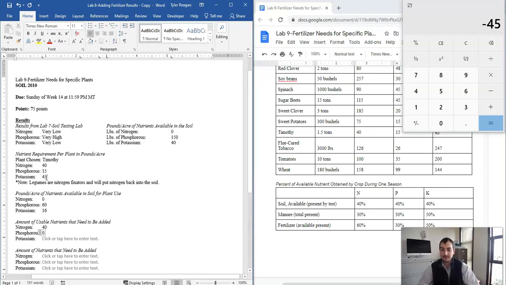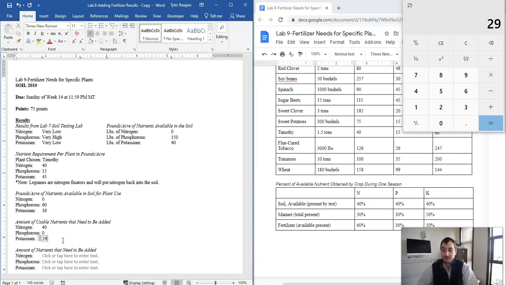Well, what about potassium? For potassium, the plant is going to use up 45 pounds. We have 16 pounds available for use. So we take that 45 minus the 16, and we come up with 29 pounds of usable nutrients we're going to need to add. Now we know that we're going to have to add 40 pounds of nitrogen, 0 pounds of phosphorus, and 29 pounds of potassium. That's how much usable nutrient needs to be added.